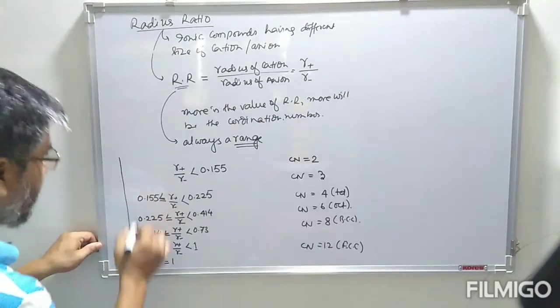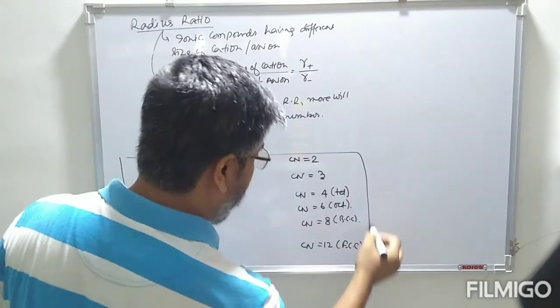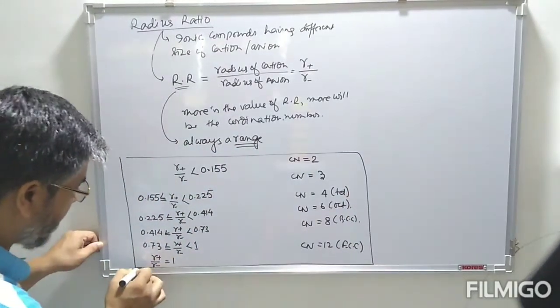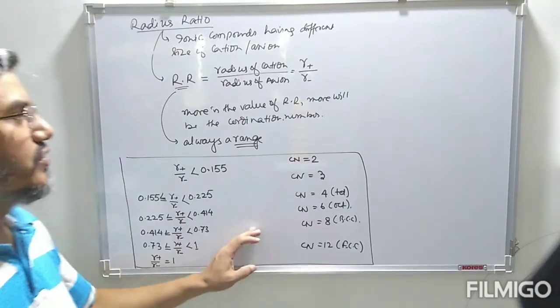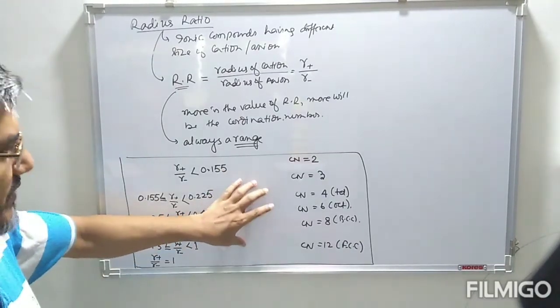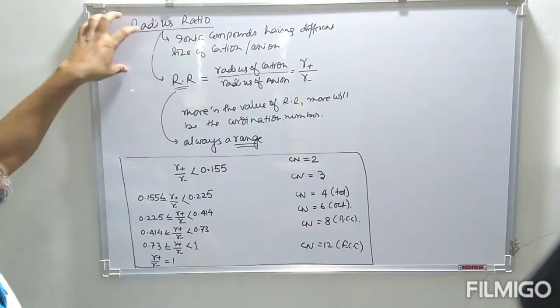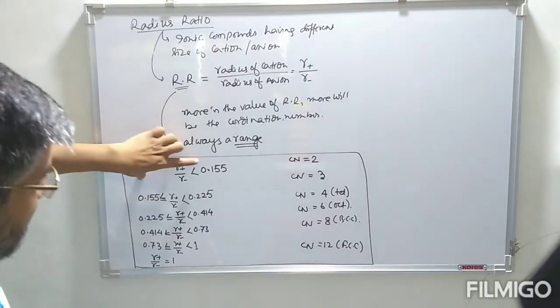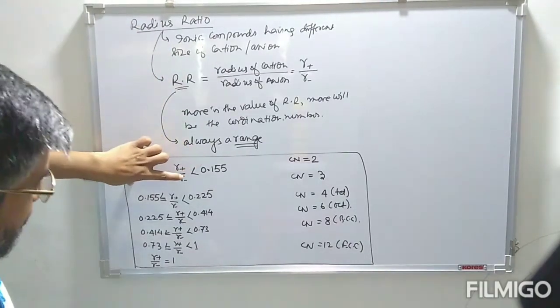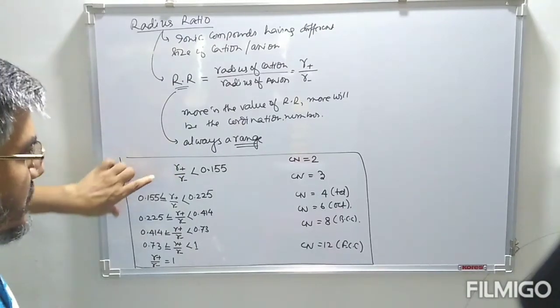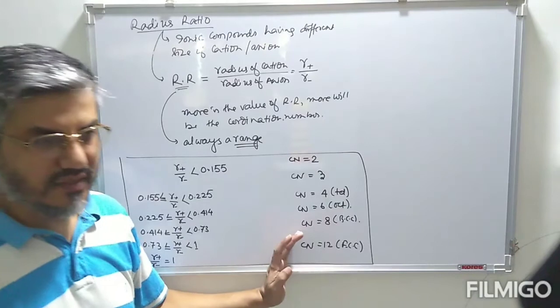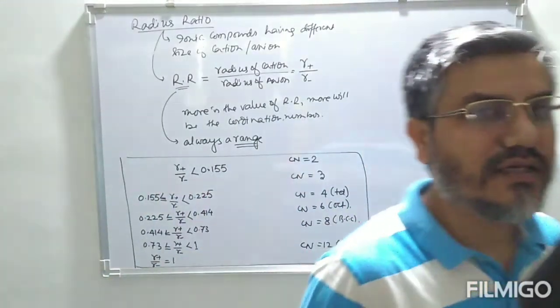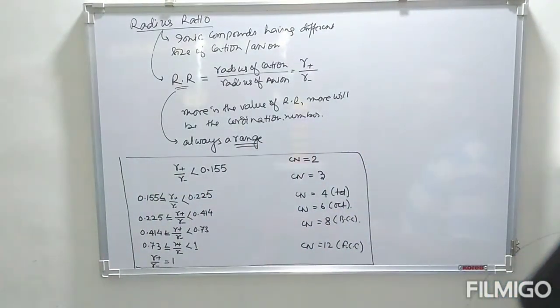This is very helpful in finding the coordination number of ionic compounds, ionic crystals, provided the size of the cation and the size of the anion are given to you. So these are the parameters. This is known as radius ratio. This is always in a range. So we have to know the range, and once we define it, we can easily predict the coordination number of the cation or anion in an ionic crystal.